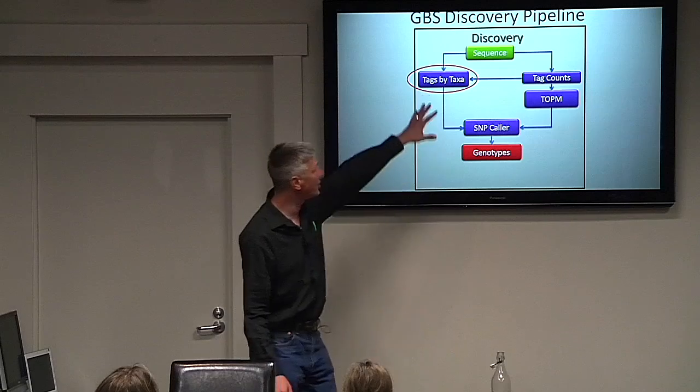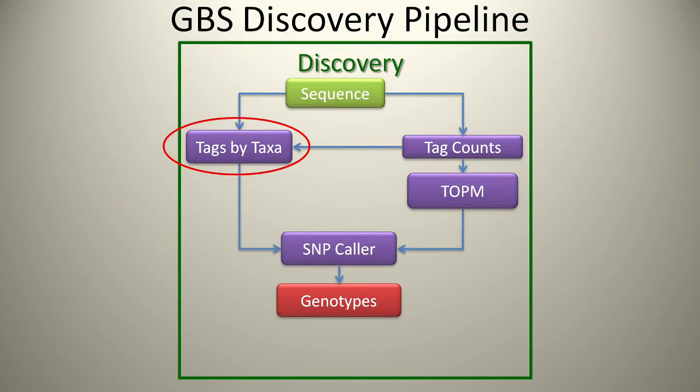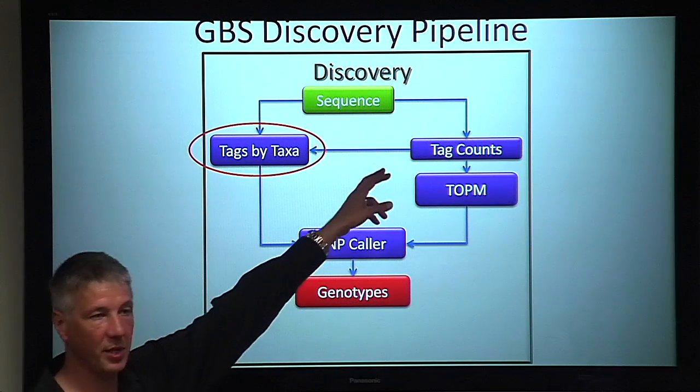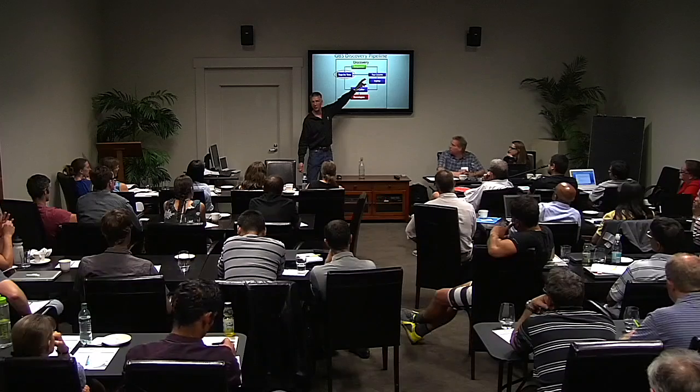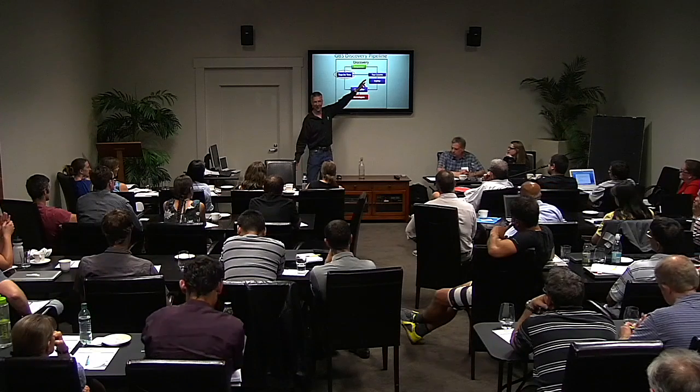Okay, so we've touched the sequence files once to do this tag count thing, right? And we need to go back through and look at them and say, well, which tags are from which samples? And that's what this tags by taxa file is going to contain. But remember when we created the master tag counts list, what did we do here? Does anybody remember what we did here when we created this? Come on, help me out.